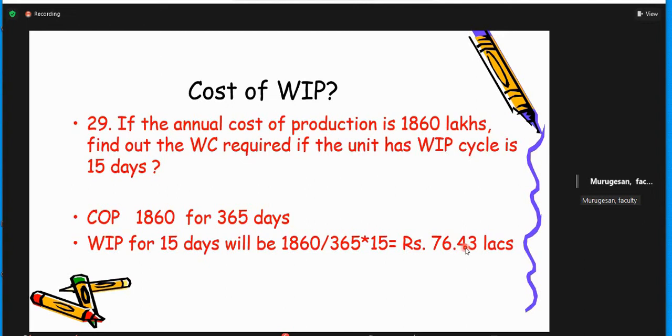And then the question is, how much money is needed only for WIP? So the cost of production divided by the number of days, 365, you will get for 1 day. Then you multiply with 15 days, and you will get the WC needed only for semi-finished goods. Now we will go further. Understood? Simple. Divide and multiply.